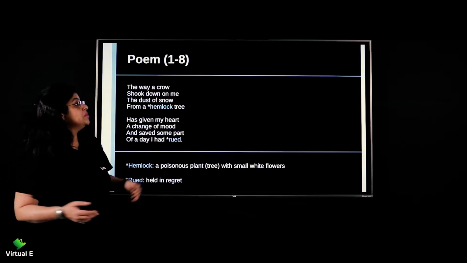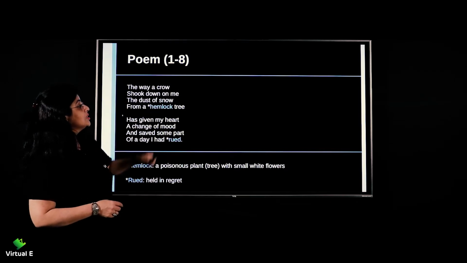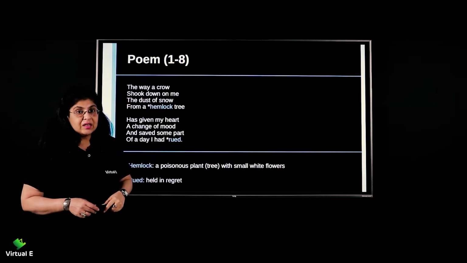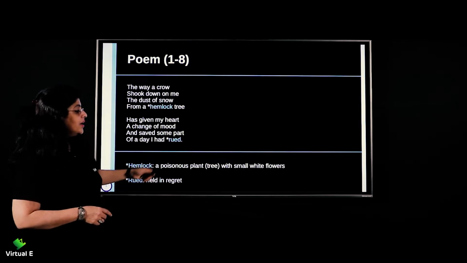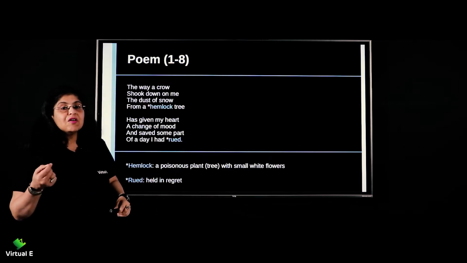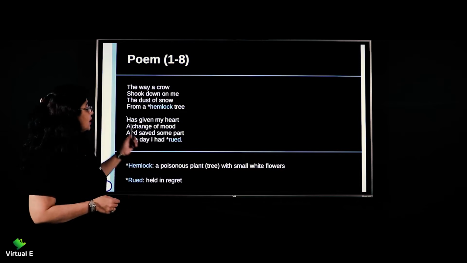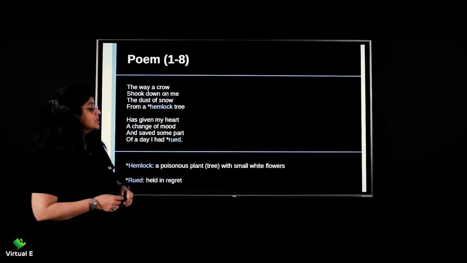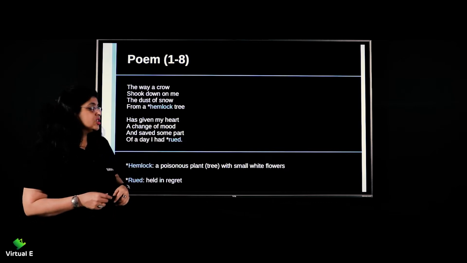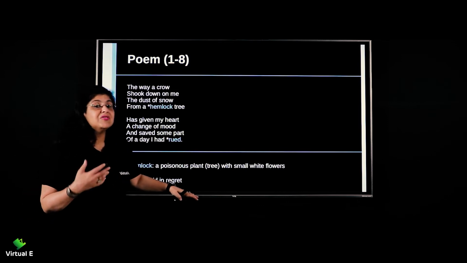Now, the poem, lines 1 to 8. The way a crow shook down on me, the dust of snow from a hemlock tree. What is a hemlock? It is a poisonous plant or a tree with small white flowers. Okay, that's a hemlock tree. Has given my heart a change of mood and saved some part of a day I had rued. Rued as in held in regret.